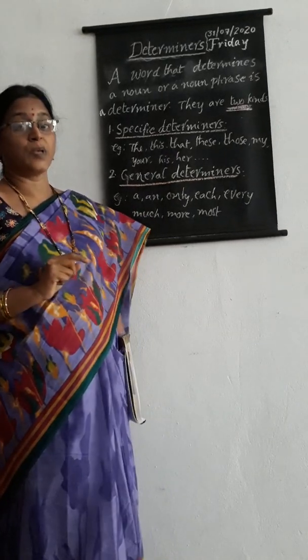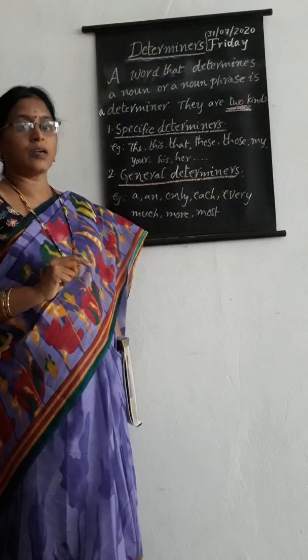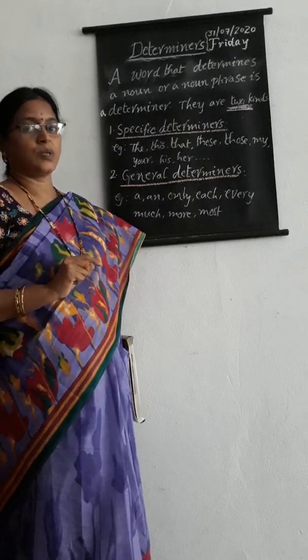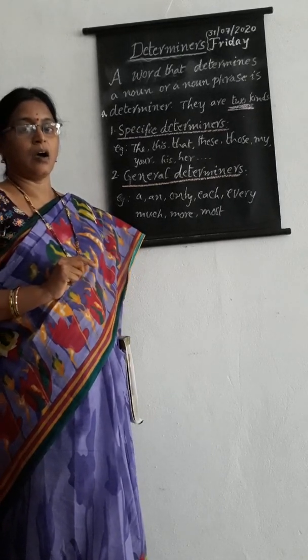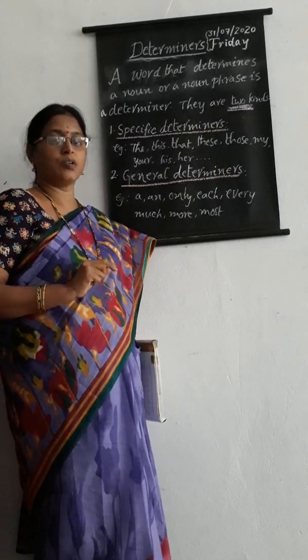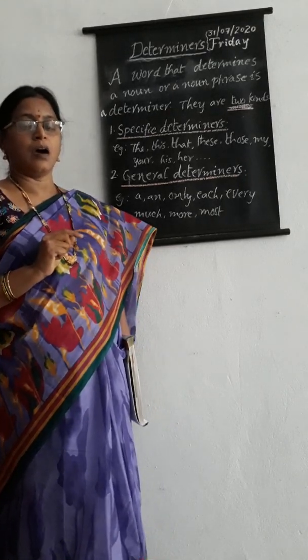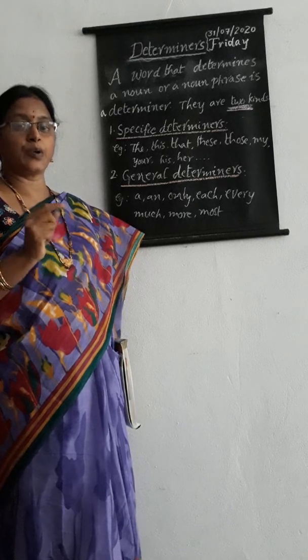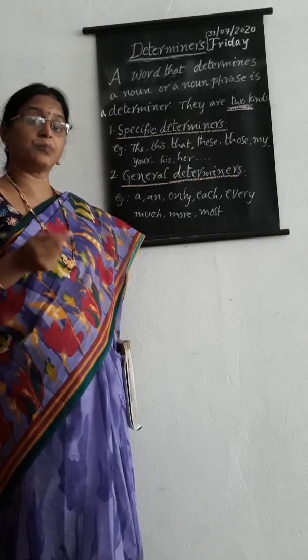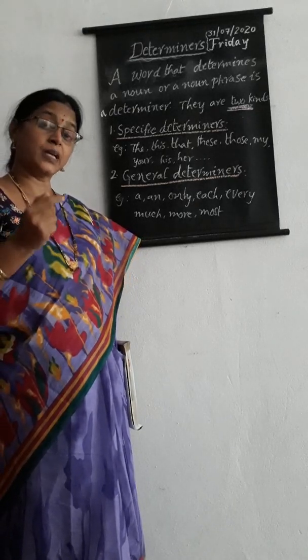They are specific determiners. What are specific determiners? Specific determiners are used to talk about specific people or things, or to indicate a particular person, a specific person, or a specific thing.